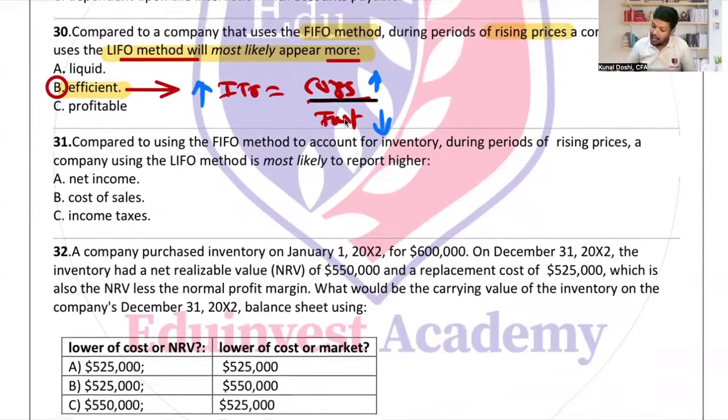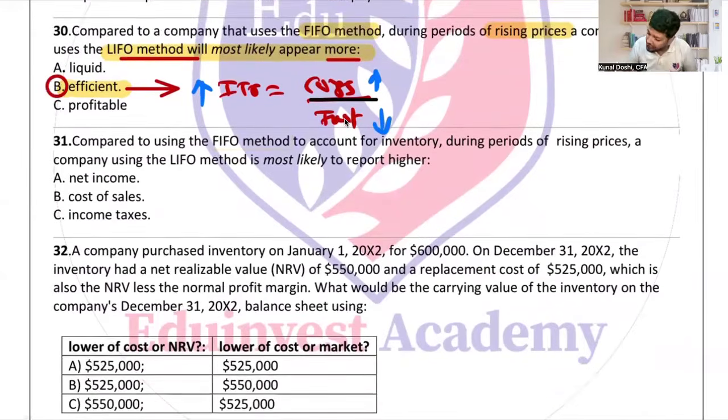Okay. Compared to using the FIFO method for inventory during periods of rising prices, a company that uses the LIFO method is most likely to report higher... See, for LIFO, what is higher? Everyone, come on, this is very easy. Everyone should be able to answer. Net income, cost of sales, which is also called cost of goods sold, or income taxes. What is going to be higher for a LIFO company when prices are rising? Everyone, check. B, COGS will be higher. Easy, clear.